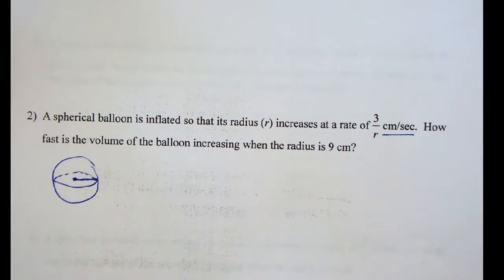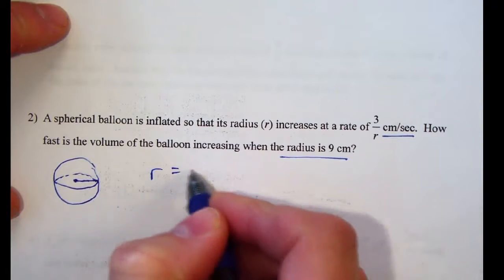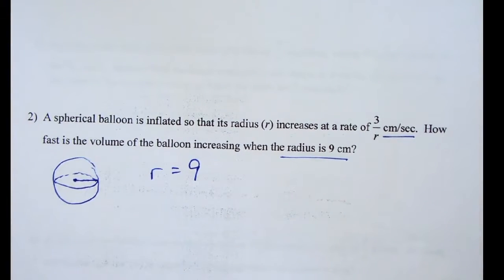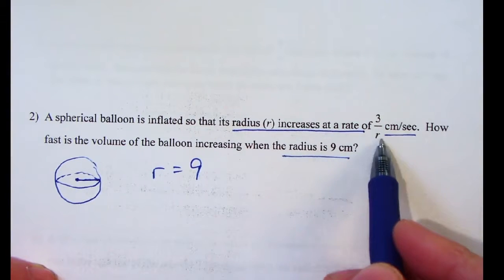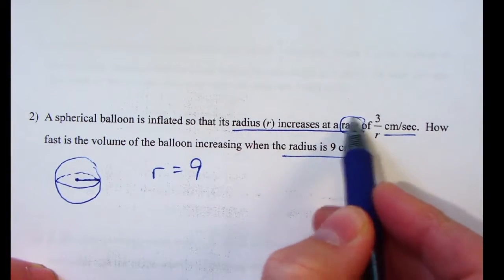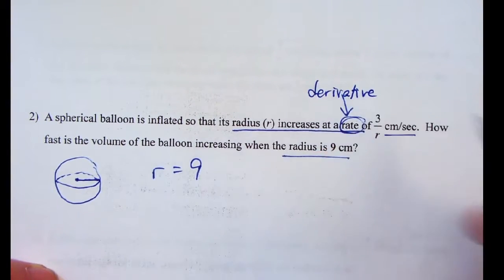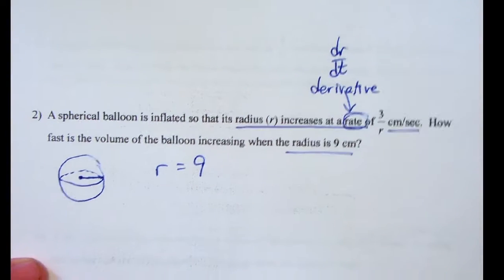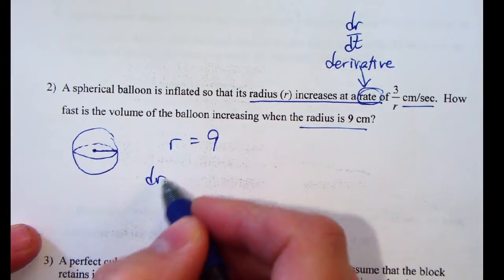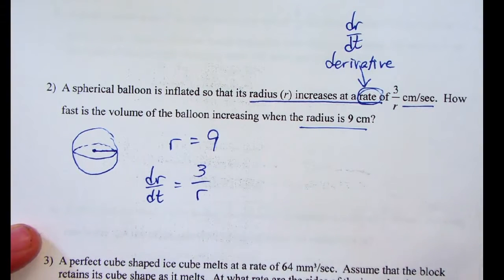And there's 2 different ways you label things. So right here, they tell me that the radius is 9. That's r equals 9. That's no problem. That's just very typical. Right here, they tell me the radius increases at a rate of. Well, rate means derivative. So if we take the derivative of r with respect to time, it ends up being dr/dt. So dr/dt is 3 over r.